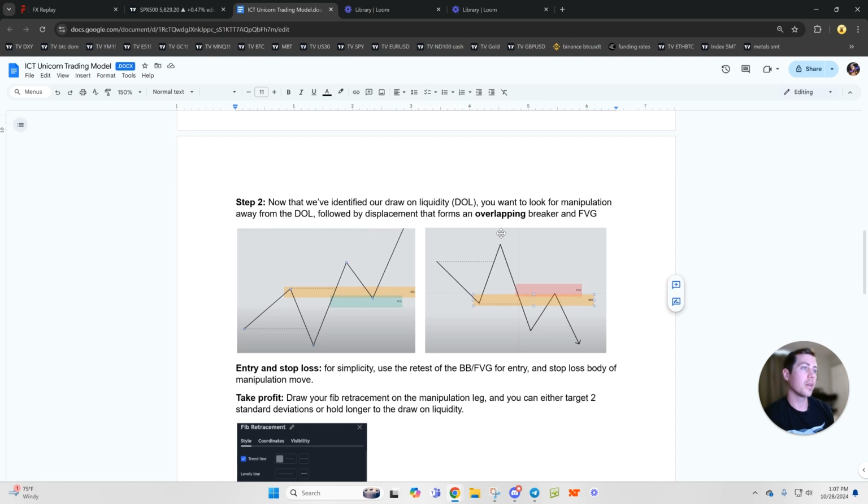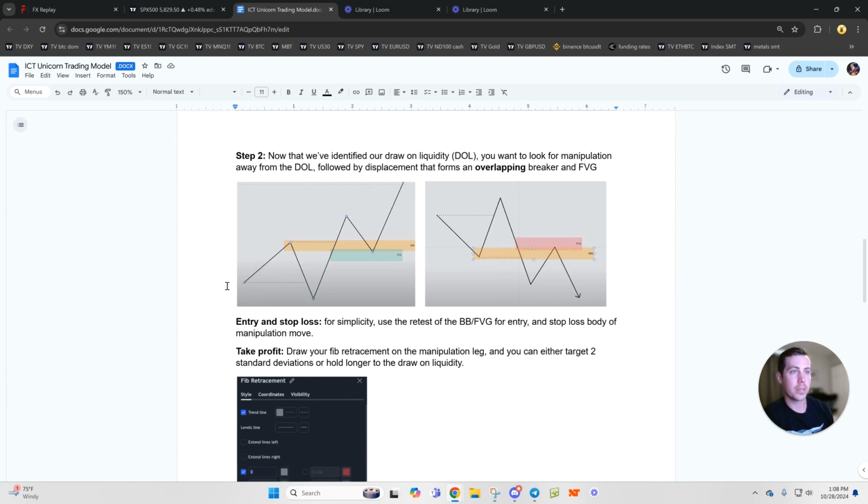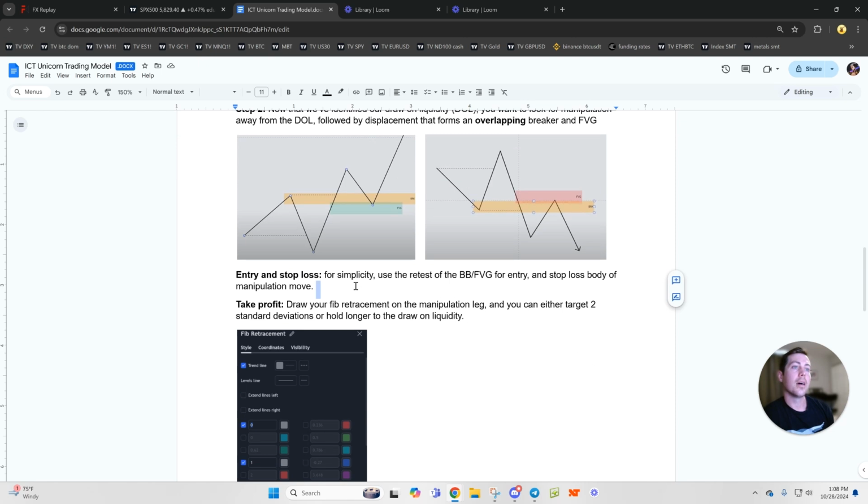Vice versa, for a bearish reversal, say the price is trending to the upside, we need to see price take out the local liquidity, make a higher high, and then reverse to the downside with displacement, creating an overlapping bearish breaker and bearish fair value gap that we'll use for an entry for a short. So let me know if there's any questions on those, but we're going to be going through a bunch of examples and hopefully it'll make more sense.